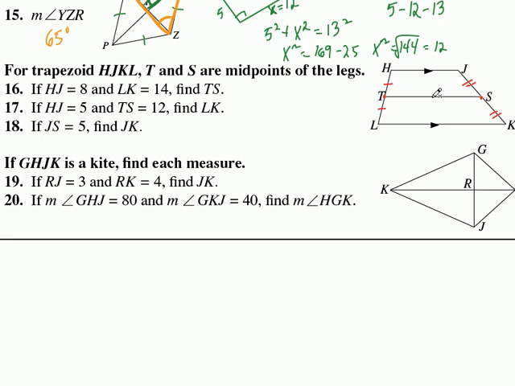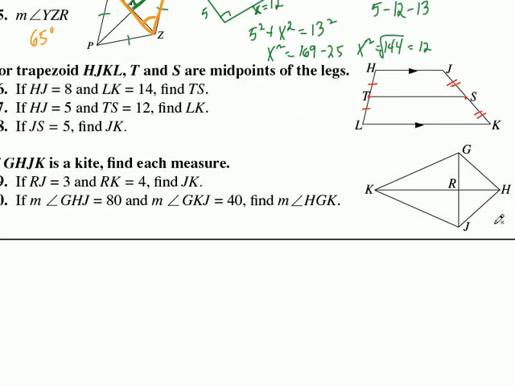What do we know about the mid-segment? Do you remember the relationship? No? It's kind of like the average of the two bases. If I take the top base and the bottom base and add them together and divide by 2, I'm going to get this middle segment right here, this mid-segment. All right, so let's put some numbers in. HJ is 8, so that's 8. LK is 14, and we are trying to find TS, this one right here.